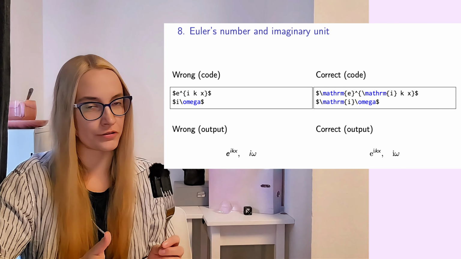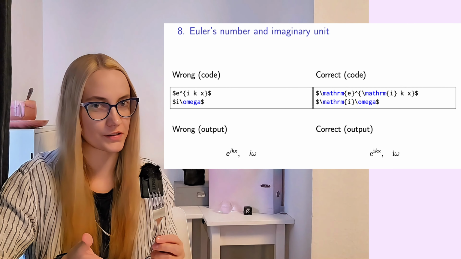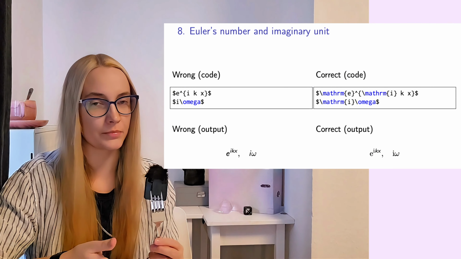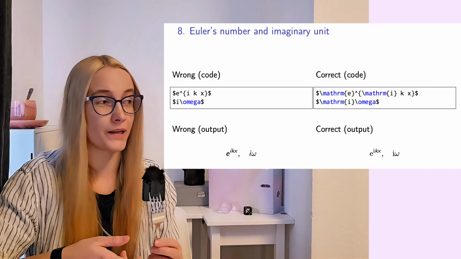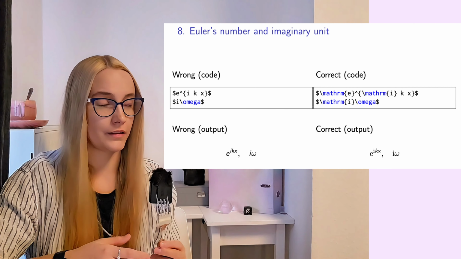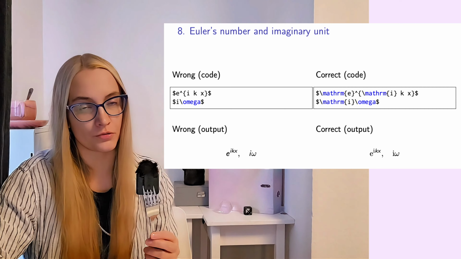Euler number and imaginary unit. There are discussions on this topic, but actually these are not variables, these are constants, so probably they should also not be italic but upright symbols. I use basically upright, but sometimes the journal just corrects it back to italic, and what even for? Why even try to do it?